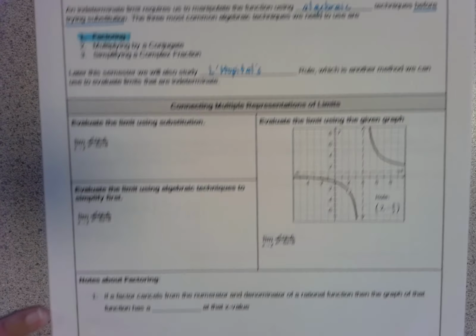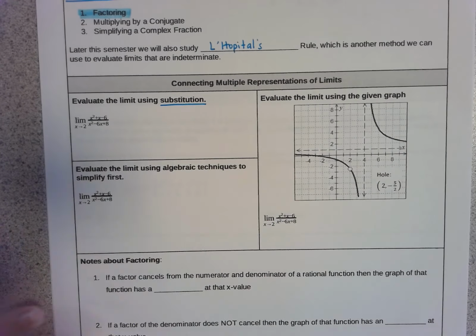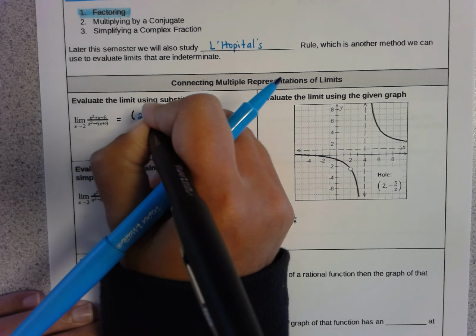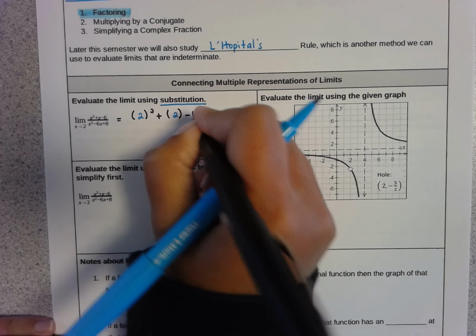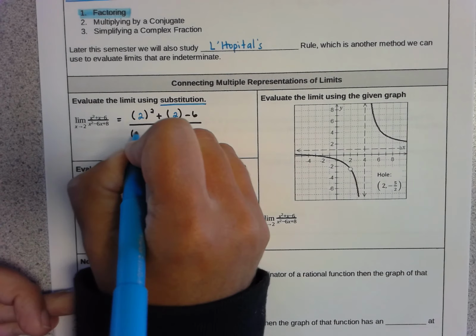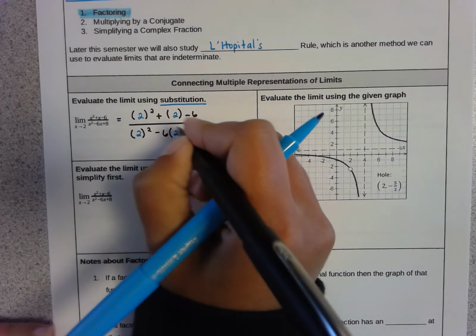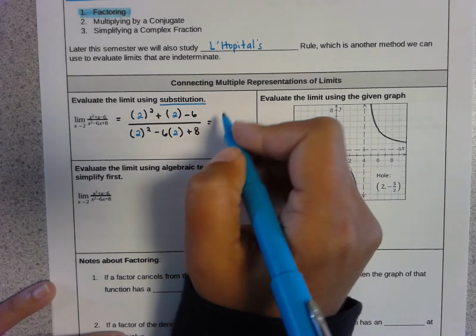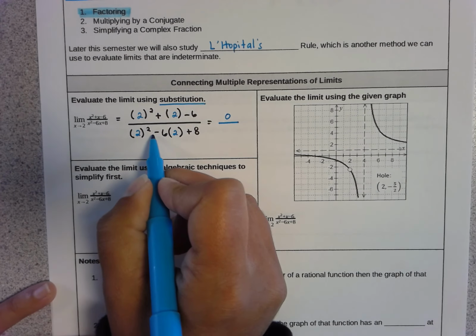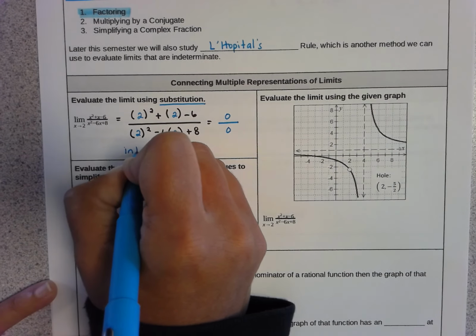So let's connect some of these representations. Let's say, for example, that I asked you to evaluate this limit using substitution. When we substitute, we get 2 squared plus 2 minus 6, and on the bottom we get 2 squared minus 6 times 2 plus 8. Now when we simplify this, 2 squared is 4, plus 2 is 6, minus 6 is 0. 2 squared is 4, minus 6 times 2 is 12, makes negative 8, plus 8 is 0. This limit is indeterminate.